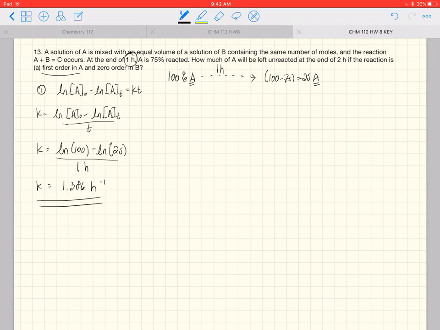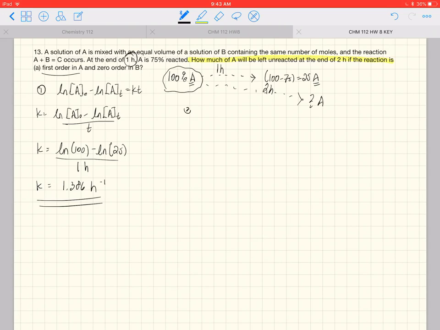Now we want to deal with our question here. How much of A will be left unreacted at the end of 2 hours if the reaction is first order? Okay. So what we want to once again do is find the amount. So we're starting with 100%. Okay. And this time we're going 2 hours. Okay. And we want to know how much of A do we have at that time t.